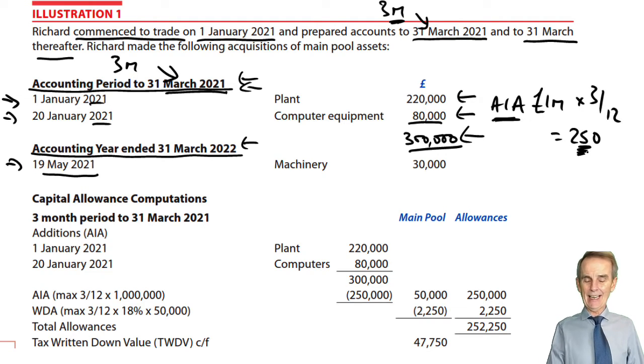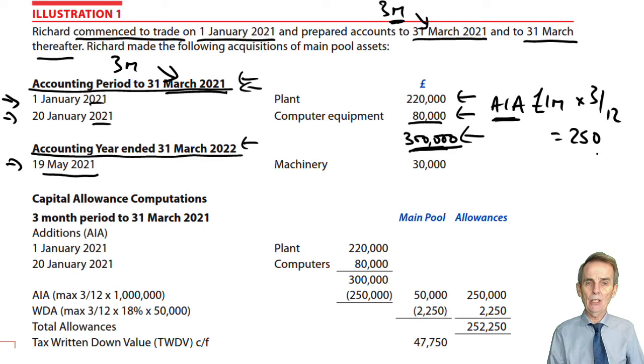But if something is in excess of that AIA limit, or, as in the case of most motor cars, doesn't qualify for AIA, then we revert to WDA. So in relation to WDA, we'll then be able to make the relevant claim. So here we'll have, of that 300,000, 250 being eligible for AIA, 50,000 not, it will be eligible for WDA. But WDA could be either 18% per annum or 6% per annum.